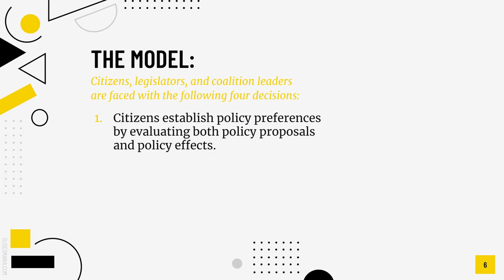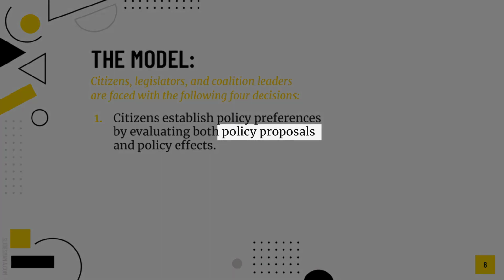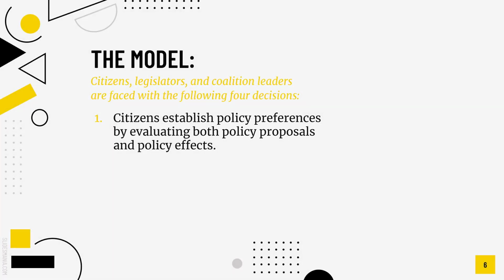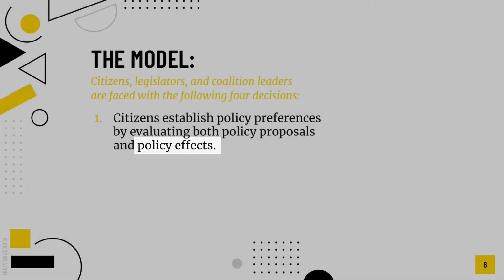Okay, the model. We have three groups of actors: citizens, legislators, and coalition leaders. We also have four decisions that routinely are made in order to shape the overall congressional action. Now, first, citizens establish policy preferences by evaluating both policy proposals and policy effects. Policy proposals are predicting in the future about how certain policies can or may influence me and my life. But policy effects are thinking more about what is the state of the world I live in now, and how can I trace that back to particular public policy.